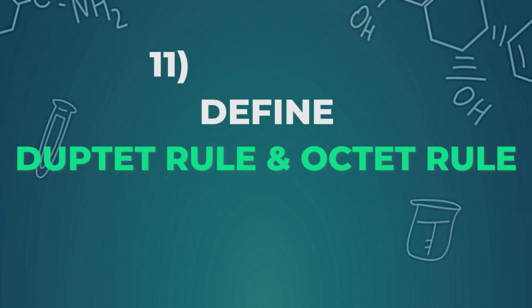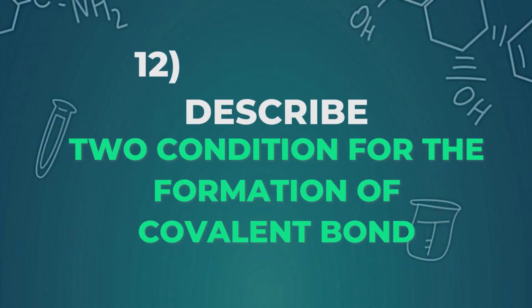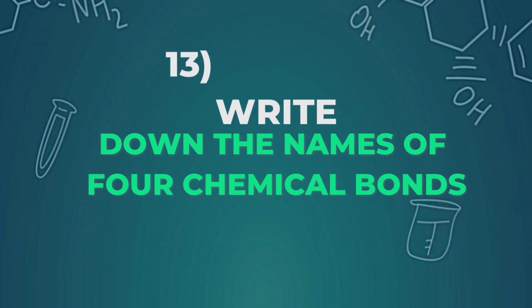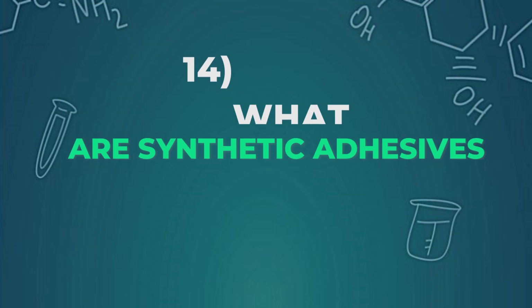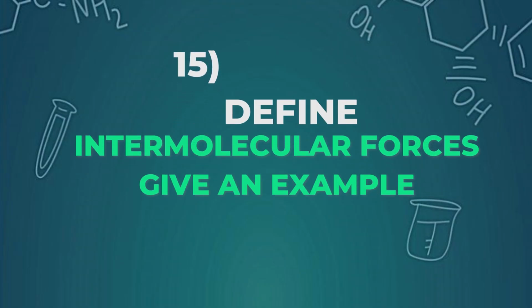what is meant by coordinate covalent bond, define duplet rule and octet rule, describe at least 2 necessary conditions for the formation of covalent bond, write down the names of 4 types of chemical bond, what are synthetic adhesives, define intermolecular forces and give an example.